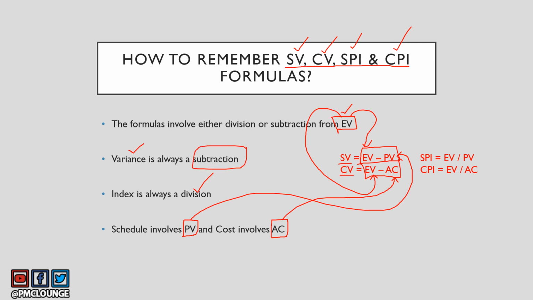But when we talk about index, it is always a division. So we basically take the same values, EV, PV, EV, AC, and we do a division for SPI and CPI, which is Schedule Performance Index and Cost Performance Index.